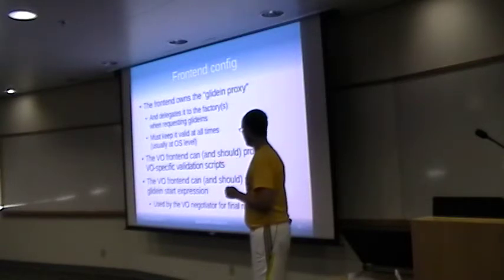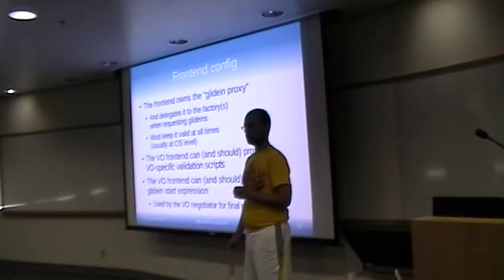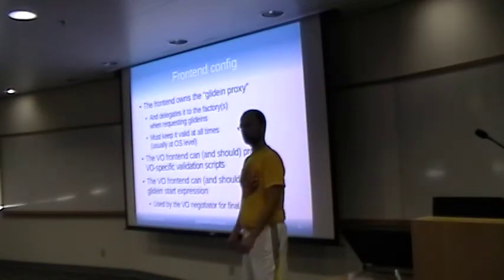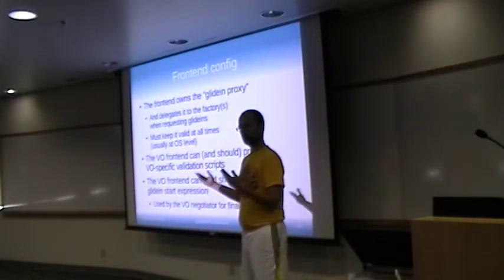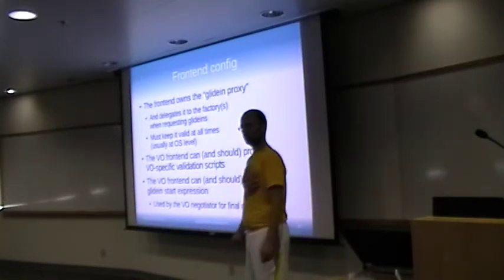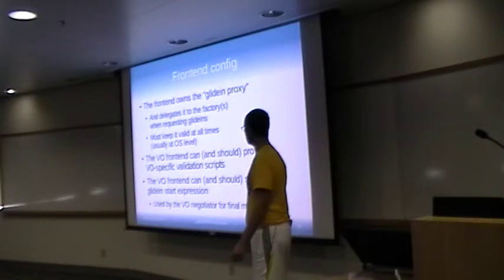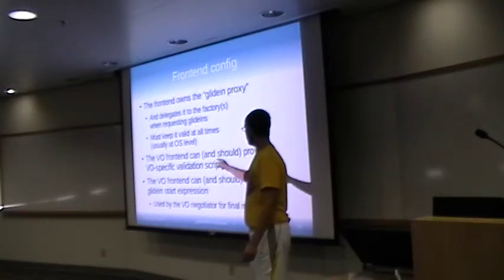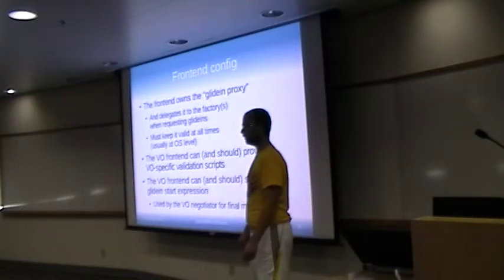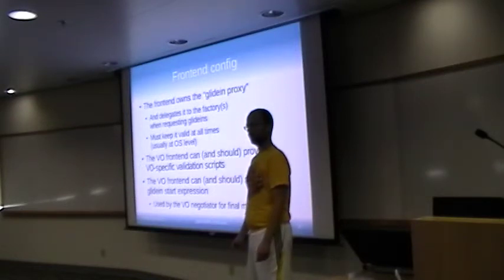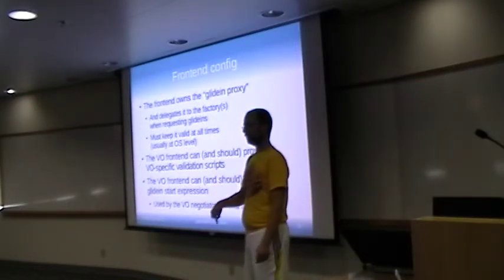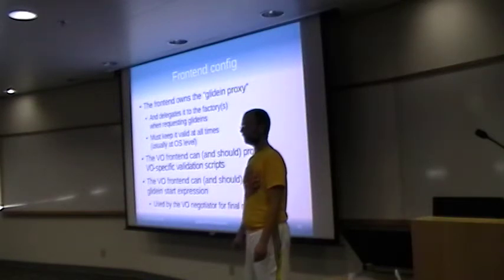The VO frontend can and should provide VO-specific validation scripts, so that you will test for something like whether your VO software is installed, or do some other manipulation of the environment for the user jobs. And the VO frontend can and should set the gliding expression so that the VO negotiator can actually work fine, and you don't have to ask the users to set the proper requirements.